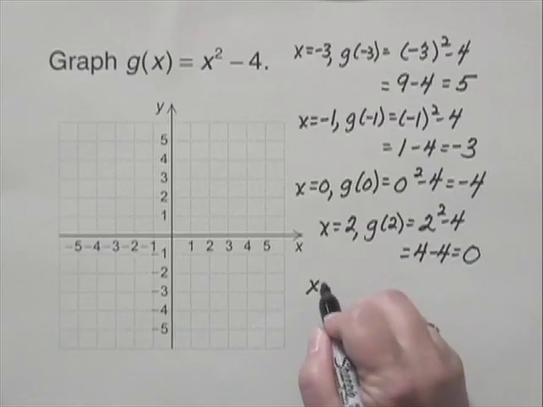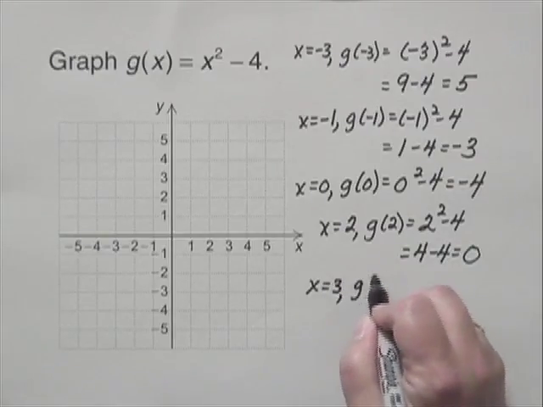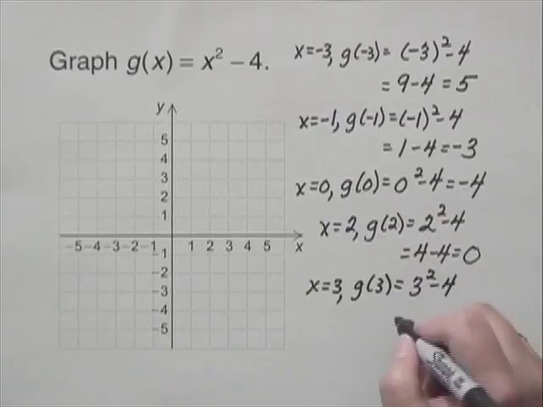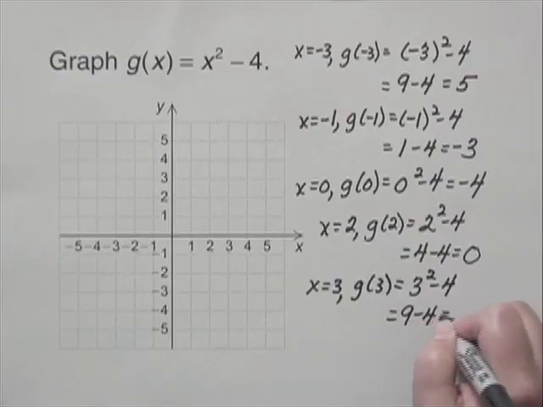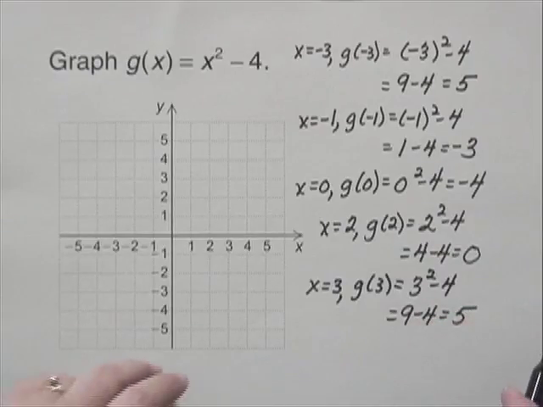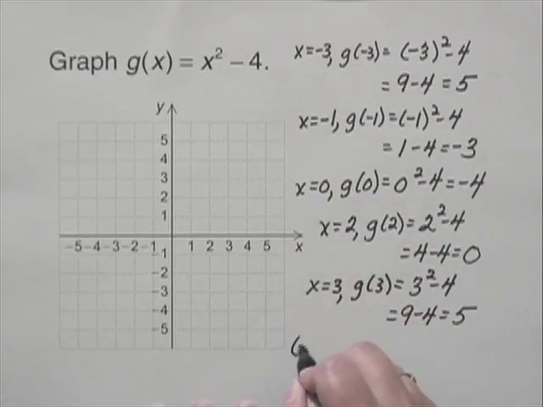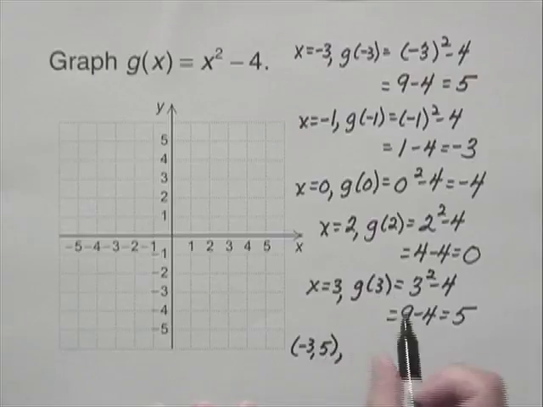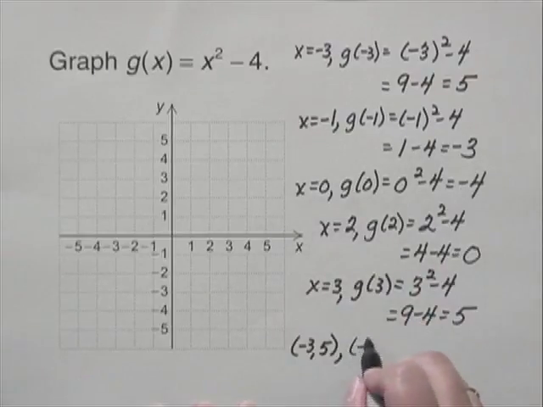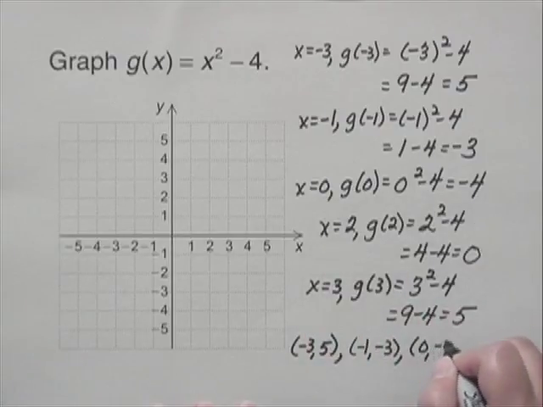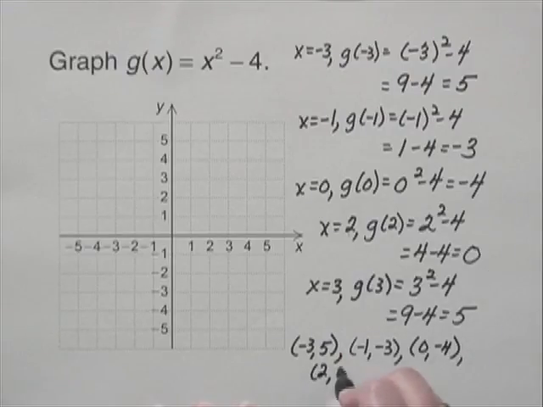Let's do one more. When x is 3, g of 3 is 3 squared minus 4, or 9 minus 4, or 5. So let's pull the ordered pairs out of here. -3, 5. -1, -3. 0, -4. 2, 0. And 3, 5.